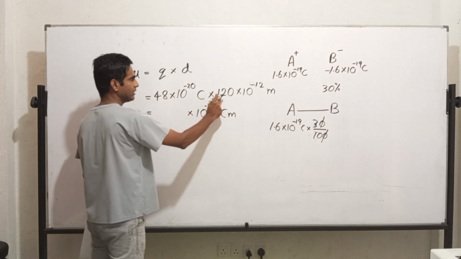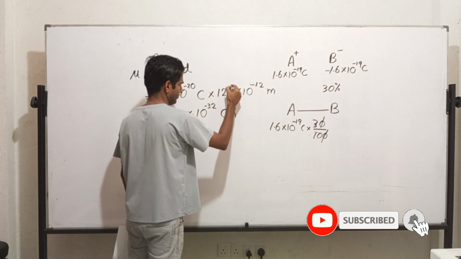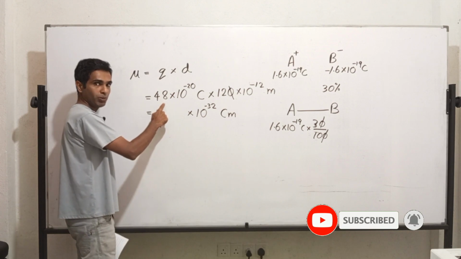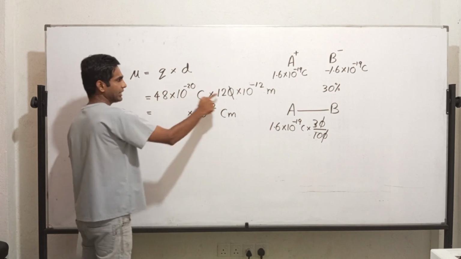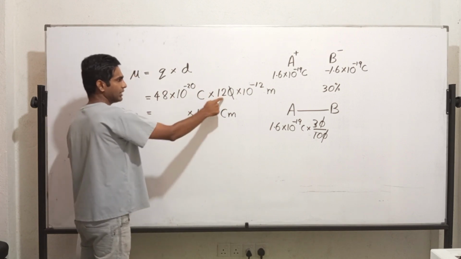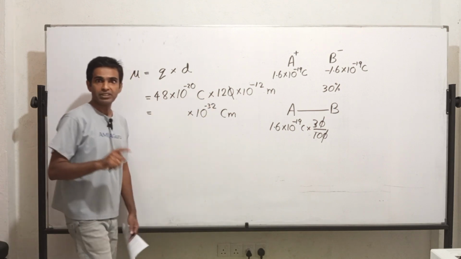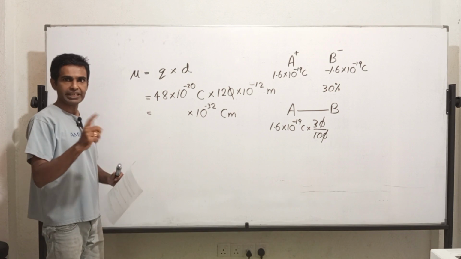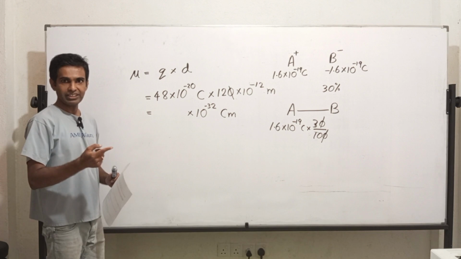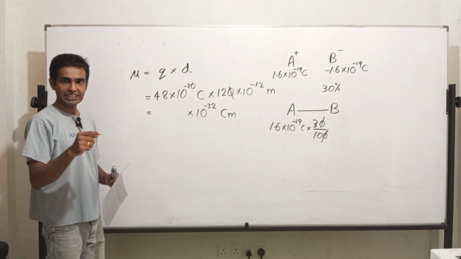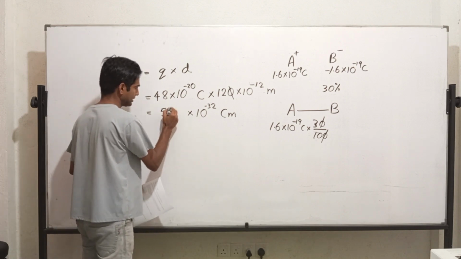Then 4.8 times 120. We can write 48 times 12. We multiply 4.8 by 10, then we divide 120 by 10. 48 times 12. 48 times 10, 480. 48 times 2, 96. 480 plus 96. 480 plus 20, 500. Then 76, remaining 76. That means 576.